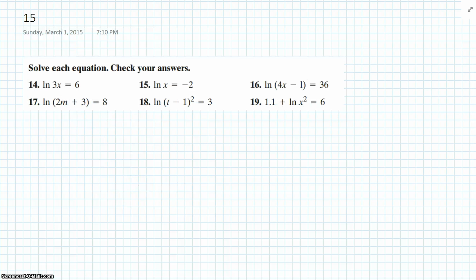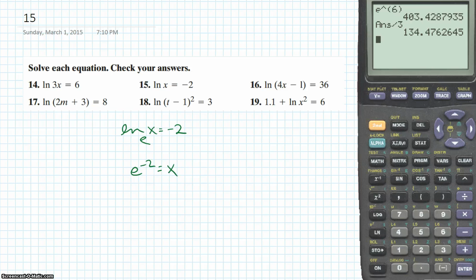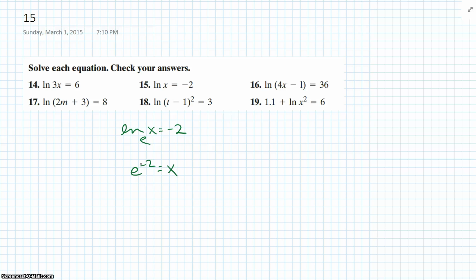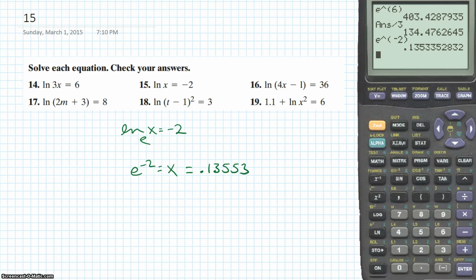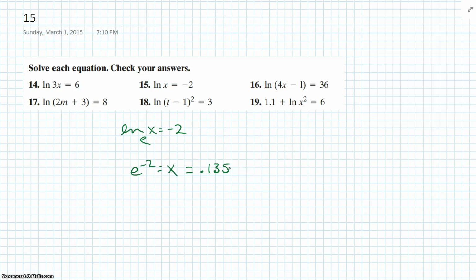Okay, 15. The natural log of x equals negative 2. Well, the base is e, so it's going to be e to the negative 2 equals x. So that's just calculator work. e to the negative 2 is 0.13533. Okay, number 16. The natural log of 4x minus 1 equals 36.